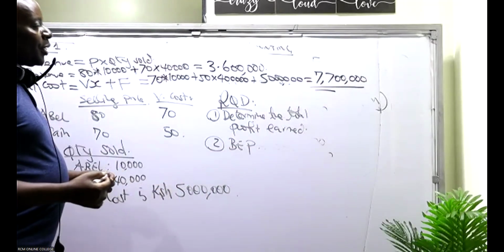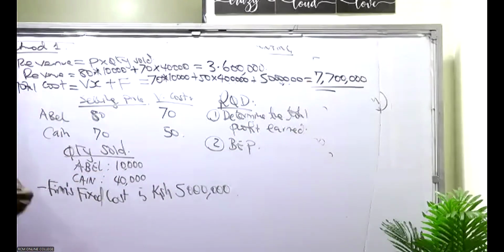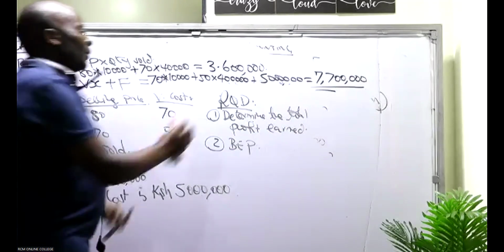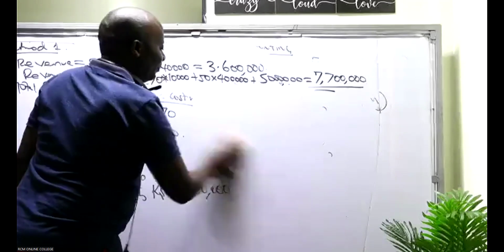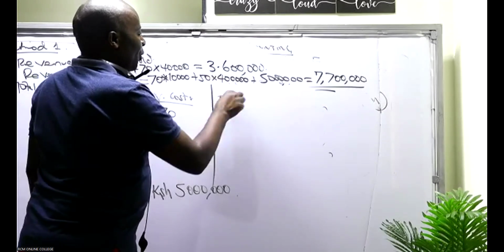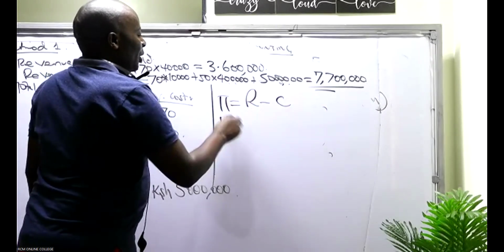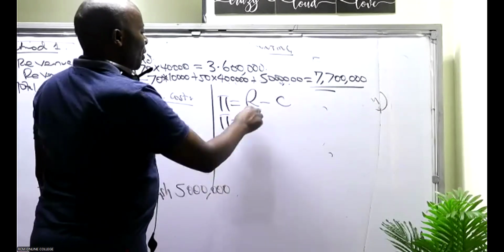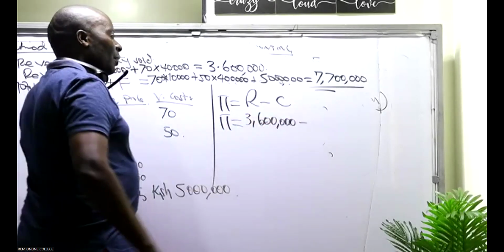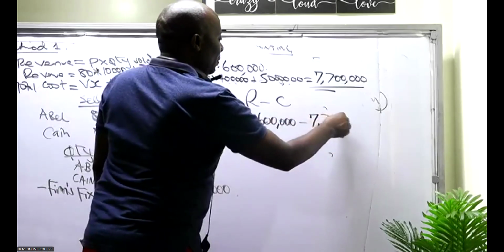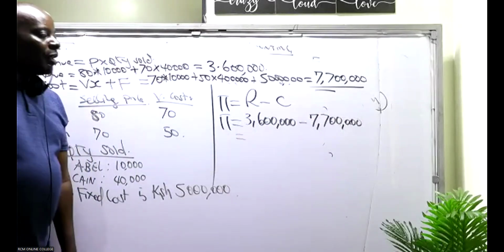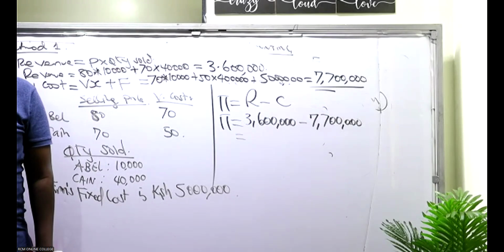So, gentlemen, once I get this 7.7 million, they really want me to give them the profit. I know profit is revenue minus cost. So my profit here will be my revenue, which is 3.6 million, minus my cost of 7.7 million. So is there somebody who can give me this figure? It's a loss. So it's a minus what profit here, somebody?